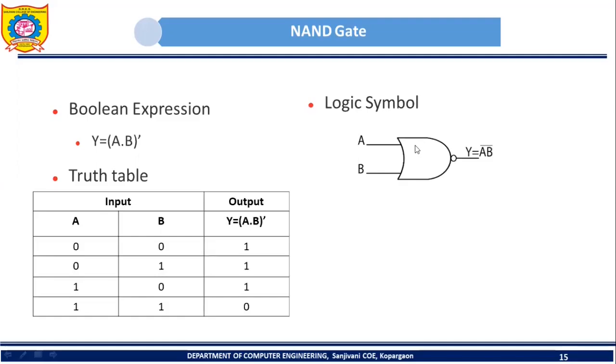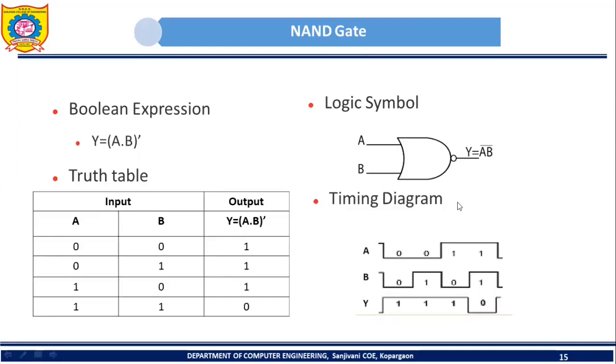Then logic symbol. This is the logic symbol for NAND gate. Here you can see that first of all there is AND gate and then it is followed by one bubble. If you put one bubble on output side of AND gate, then you will get symbol for NAND gate. So this bubble represents complement, NOT gate.